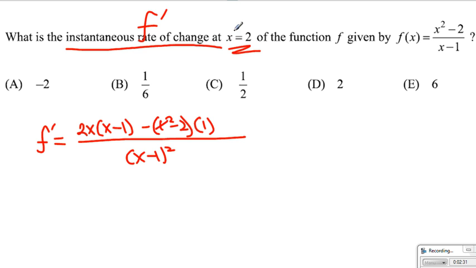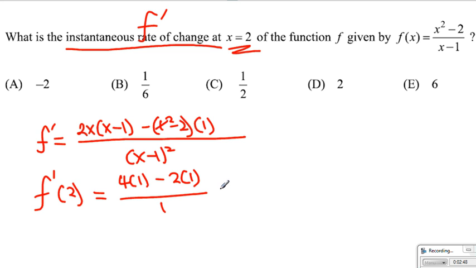Now, what we have to do is plug in 2 in place of x's. Now then, f prime of 2 essentially is equal to 4 times 1 minus 2 times 1 all over 1, which will equal 2. So therefore, our answer will be choice D.